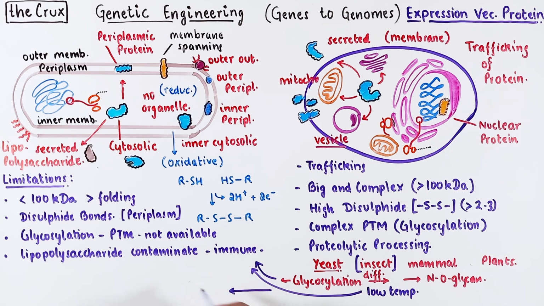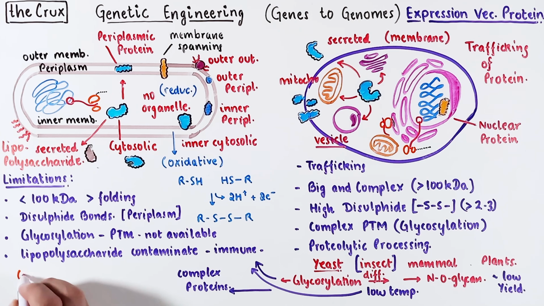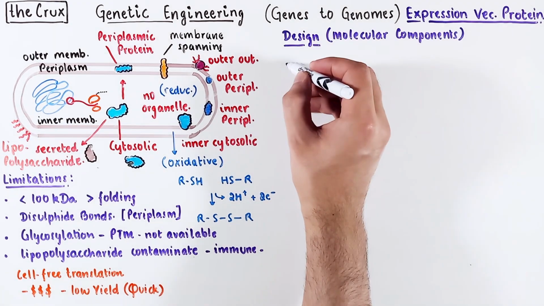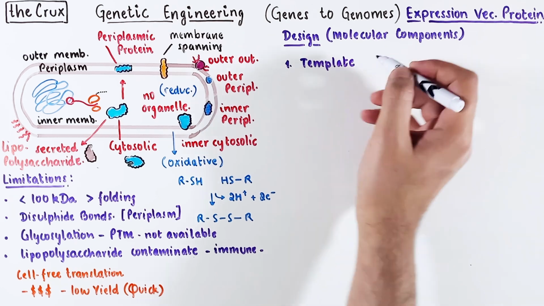The low growth temperature of insect cells can actually be a good thing if you're trying to make complex proteins with complicated folding behaviors. Plants are not super commonly used, but they do have their use cases. In general, you get very low yield from them. Outside of this, cell-free translation works too. It is quite expensive to do and has poor yield, but if you want to do something quick, it can be useful. Let's talk about the design of the protein expression vector.